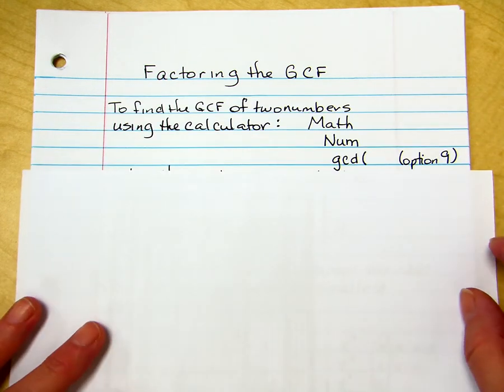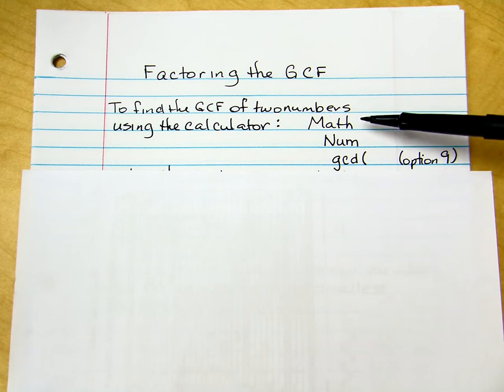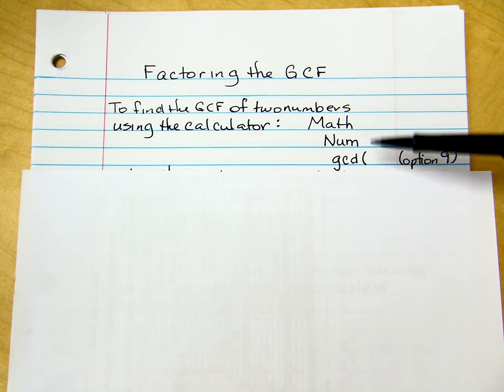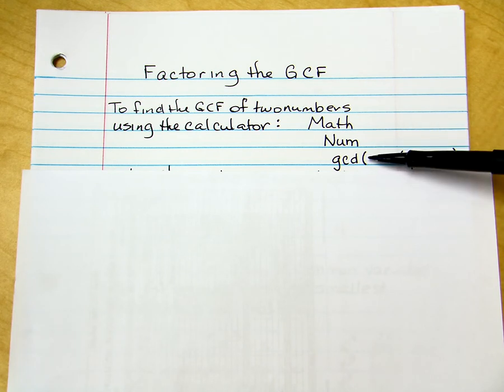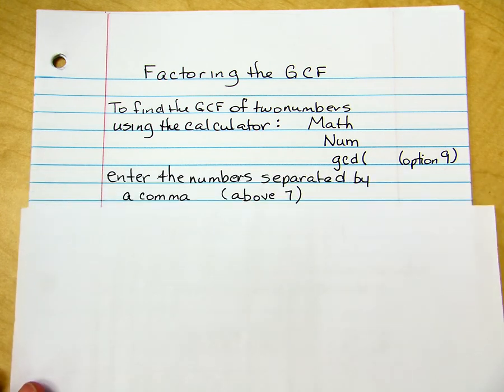To find the greatest common factor of two numbers using the calculator, you go to the math key, and that is located below the alpha key. When you push the math key, you will get a menu. The second item on the menu says NUM for number. Go ahead and arrow to the right to pull up that set of options. And if you arrow all the way down to option number 9, you'll see GCD with an open parentheses. When you choose that, we'll be able to enter in the numbers.